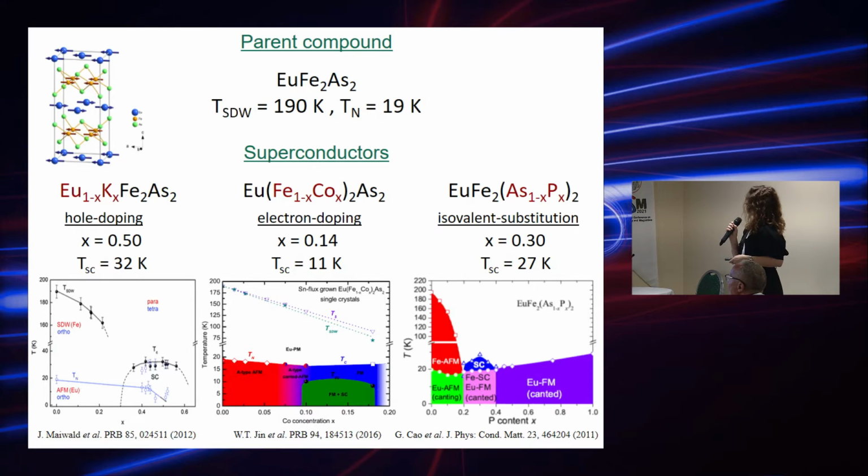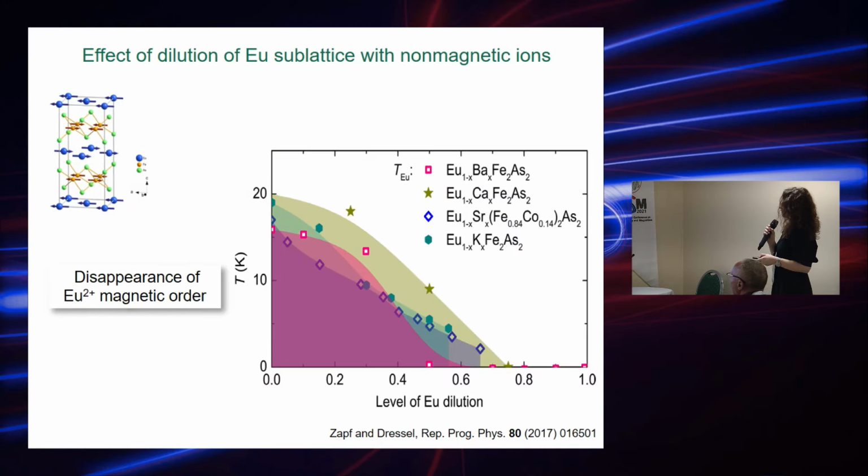Superconductivity can also appear by doping. We have three possibilities of doping. The first is hole doping, when we substitute potassium for europium, or electron doping, when we substitute cobalt for iron, and isovalent substitution, when we substitute phosphorus for arsenic. Here we can see the optimal substitution level and the highest superconducting temperature for each of these groups.